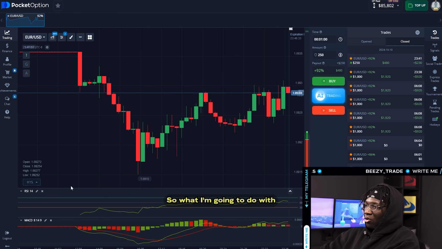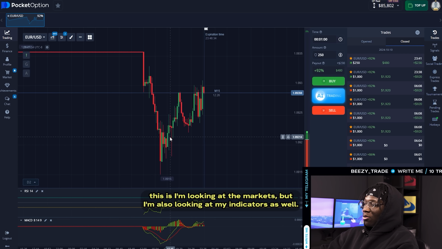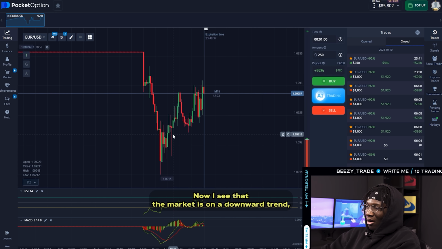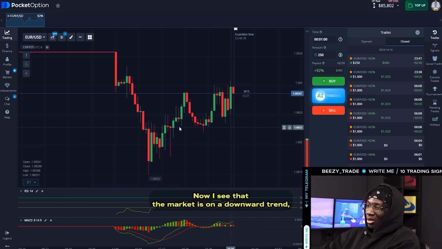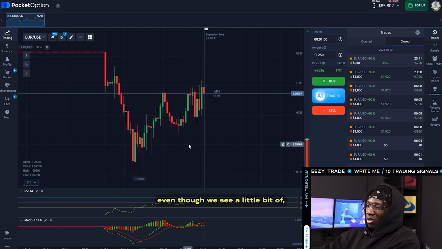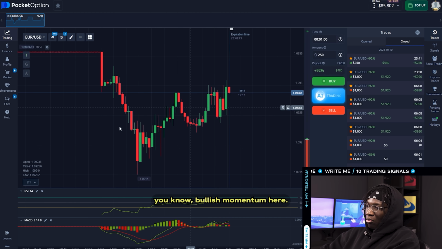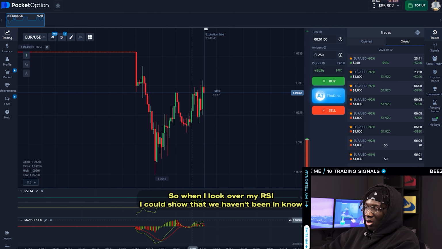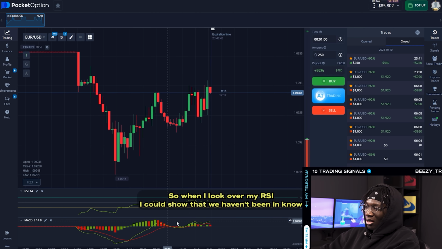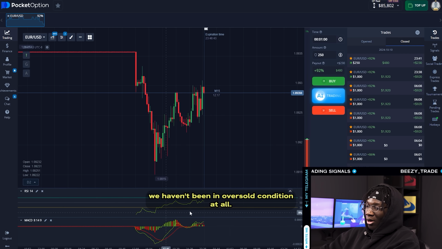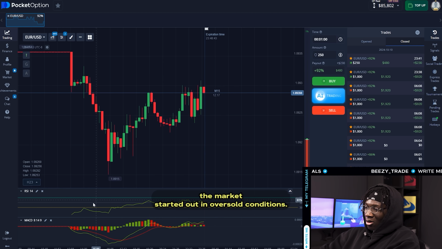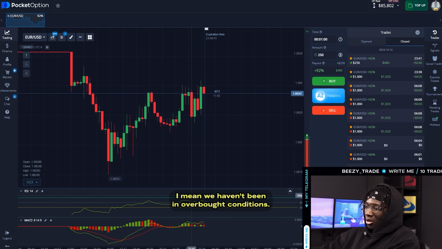So what I'm going to do with this is I'm looking at the markets, but I'm also looking at my indicators as well. Now I see that the market is on a downtrend, even though we see a little bit of bullish momentum here, but we're talking overall, right? So when I look over at my RSI, I can show that we haven't been in oversold condition at all. The market started out in oversold conditions. I mean, we haven't been in overbought conditions.